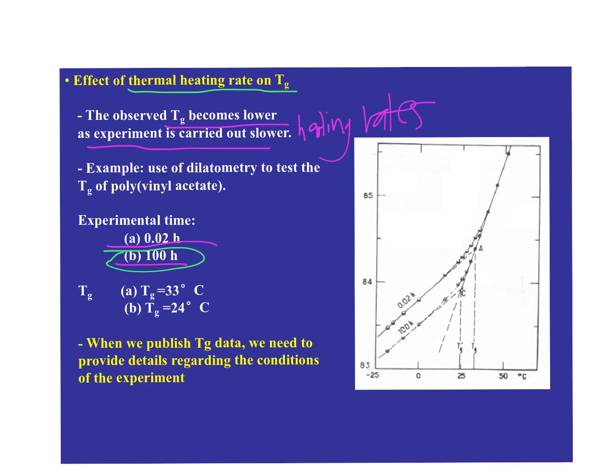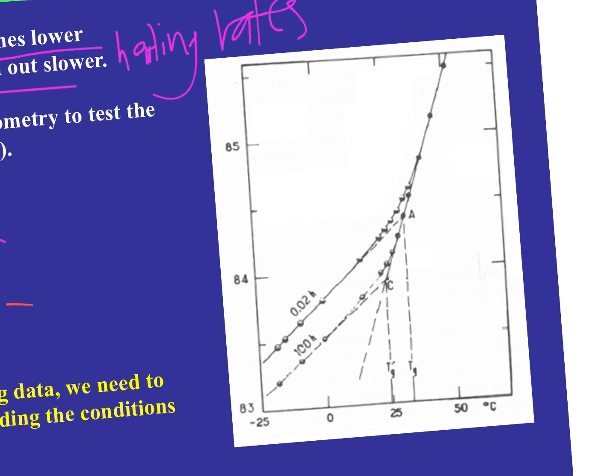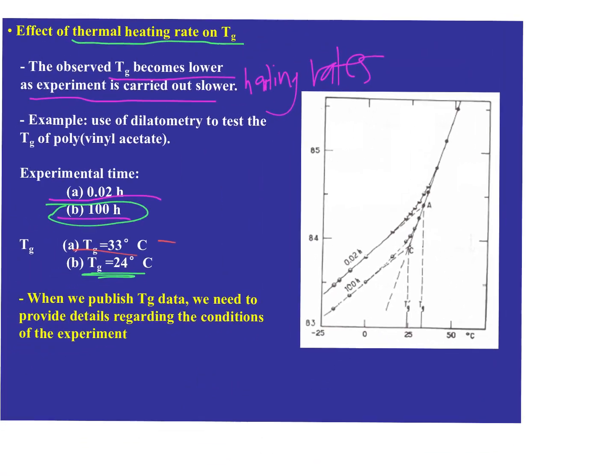So you might see an actual glass transition of 24 degrees, but if you heat over 0.02 hours, it may tell you that it's 33 degrees, which is wrong. This data is showing you that for a given heating rate or a given heating time, you get 2 different glass transitions. It's not that the polymer is behaving differently, it's just the amount of time it takes for heat to be transmitted into that polymer is being accounted for if you heat very slowly. Okay, does that make sense?